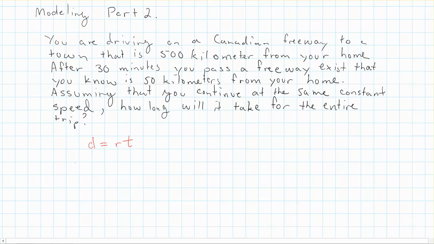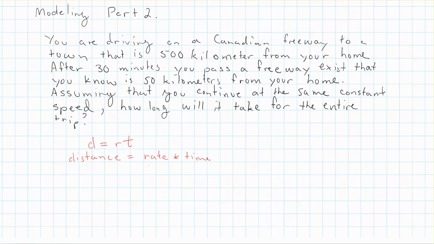Distance is equal to rate times time. Now, we have to make sure that our rate and time are in the same units. What do I mean by that? Well, if my rate, how fast you're going, is in kilometers per hour, your time needs to be in hours. If your rate is in kilometers per minute, your time needs to be in minutes.